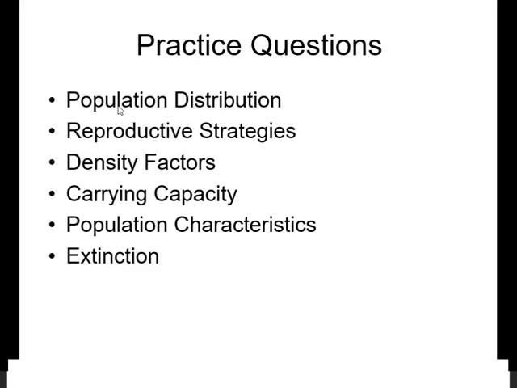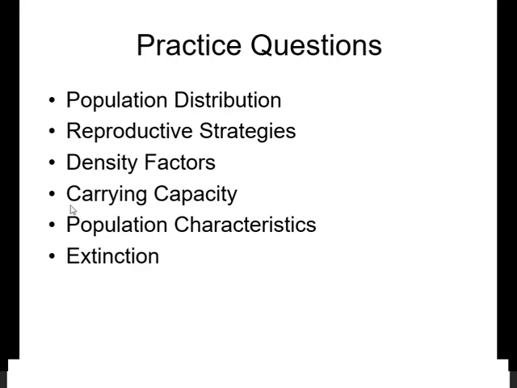Now, as such, you're not necessarily going to have a question on every single one of these. Extinction, you're guaranteed to have a question on. Population distribution, you're guaranteed to have a question on. And reproductive strategies, you're going to have one on. But the other three, density factors, carrying capacity, and population characteristics, are all grouped together, so it's not certain that you're going to have one on each. I would say, study these, but don't be looking for any additional ones. Take them as they come to you on the quiz, because it is randomized.